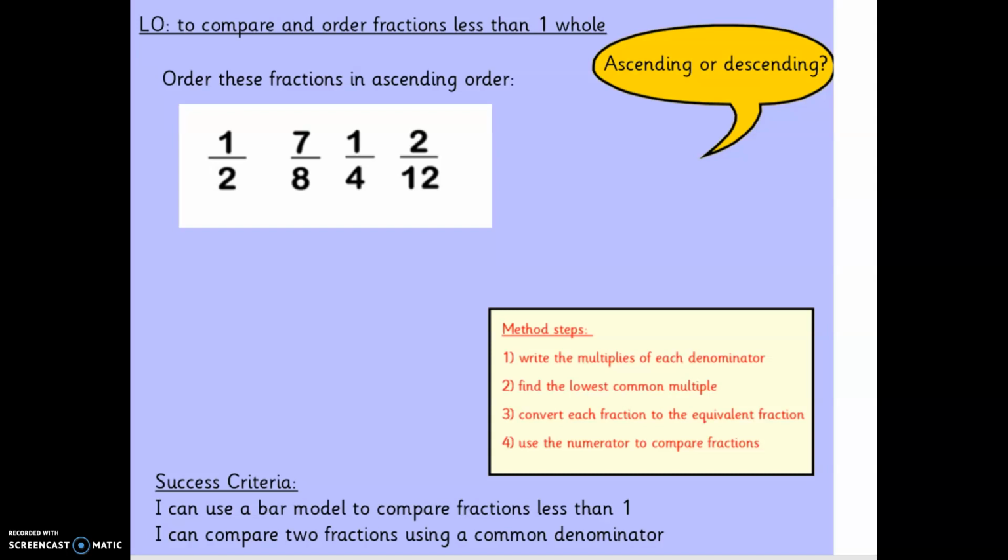So it says order these fractions into ascending order. Now remember, ascending order means smallest to greatest, descending order means biggest to smallest. So we're going to have to do the exact same thing again. We're going to have to change all of these fractions into equivalent fractions so they all have the same denominator. Now I'm going to pause the video to do that, or I'm going to run out of time.